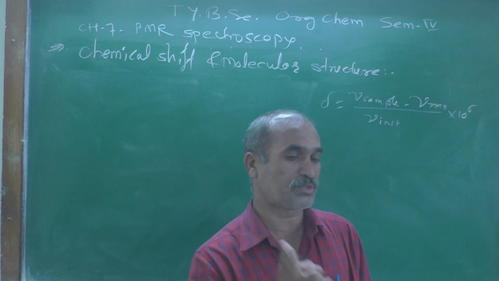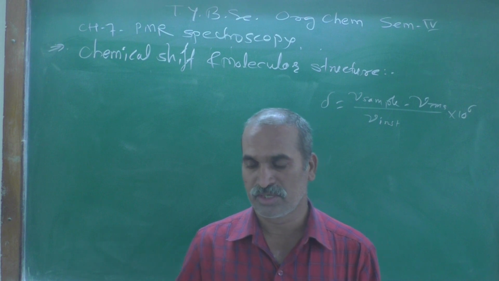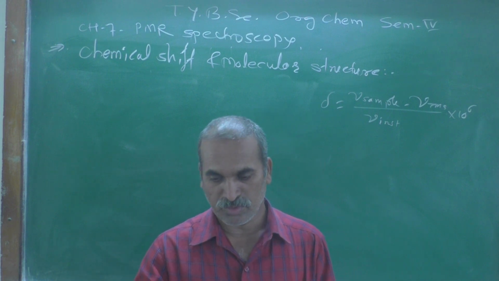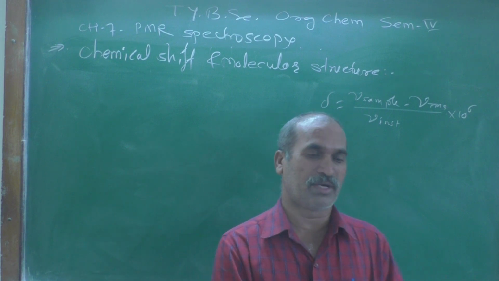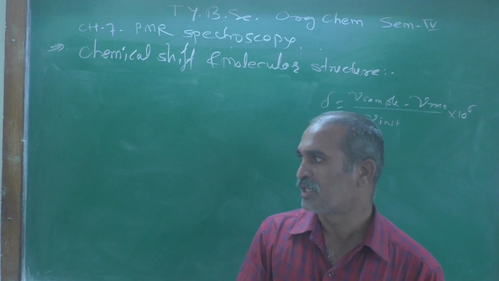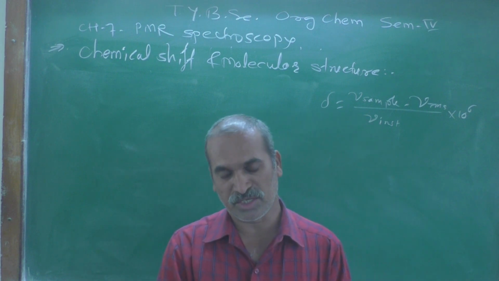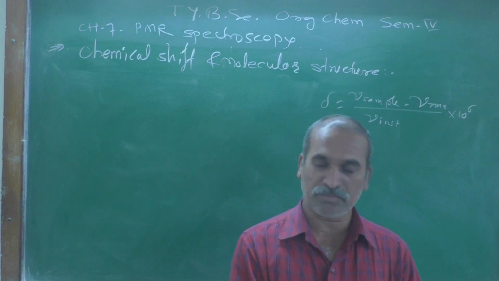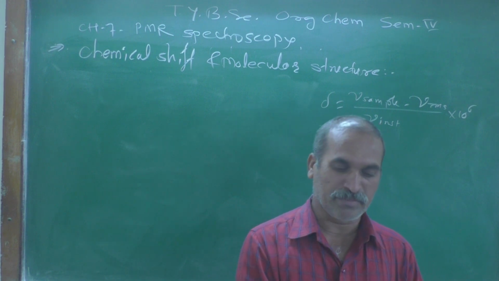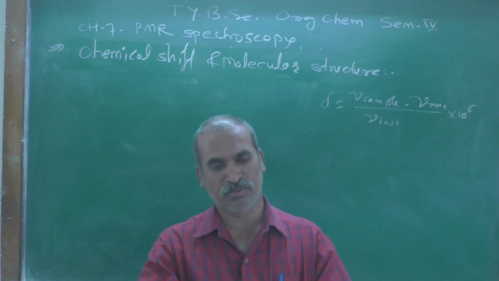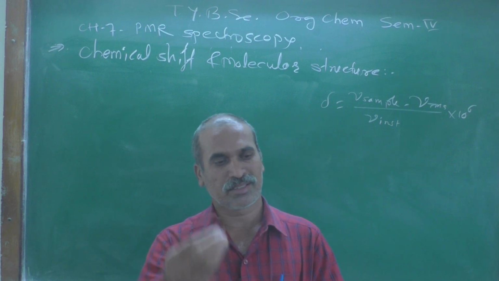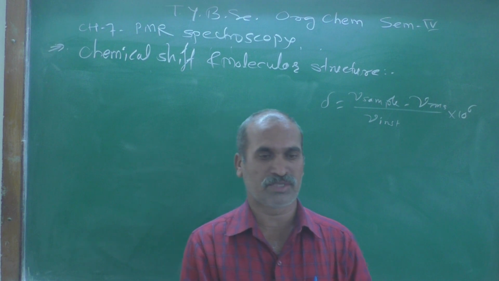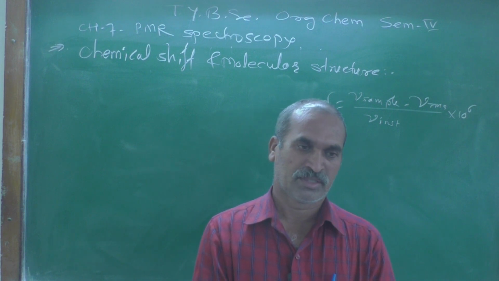When a proton is attached to sp3 hybridization and then to sp2 hybridization, the delta value increases, as de-shielding increases. Similarly, in the case of aromatic protons, if you remember aromatic compounds, let us see the simplest aromatic compound, which is benzene.